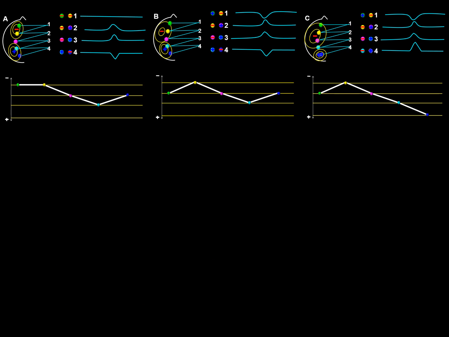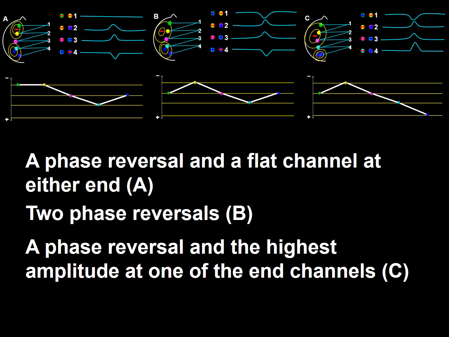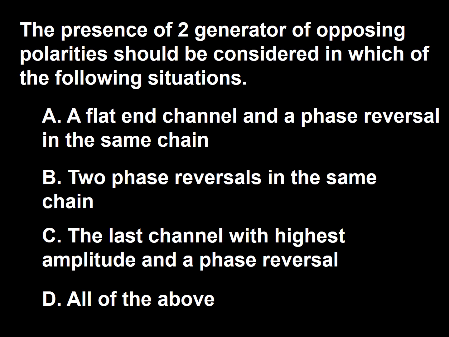This frame shows three isopotential maps and their corresponding potential graph. As you can see, the isopotential maps all have two generators of opposing polarities. As previously discussed, this situation may arise in the presence of a phase reversal and a flat channel at either end. That was option A. It also may occur in the presence of two phase reversals. That was option B. Or in the presence of a phase reversal and the highest amplitude at one of the N channels. That was option C. So the answer to this question is D.